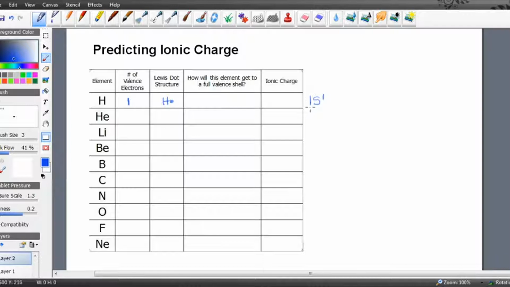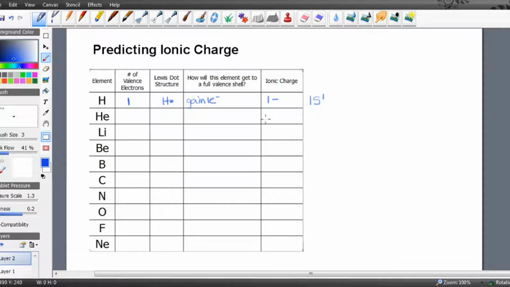In order to get to a full valence shell, hydrogen could gain 1 electron to make this a full 1s2. So that's one thing that hydrogen could do in order to get stable. It could gain 1 electron. And if it does, it will have a 1 minus charge. Remember, if you gain something that's negative, it's going to have a negative net charge.